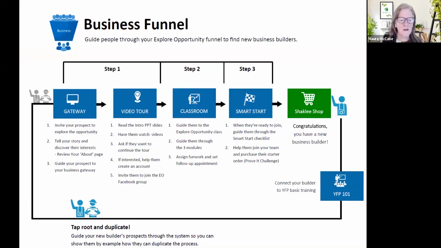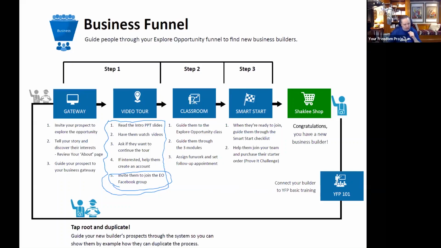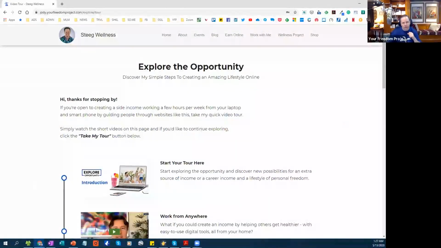Okay, next, you're going to read the intro PowerPoint slides, which was the first thing that Bonnie clicked on. Number 2, you're going to have them watch videos. Number 3, you're going to ask if they want to continue the tour. Number 4, if they're interested, you help them create an account. And number 5 in that procedure is to invite them to join the EO Facebook group, the Exploring the Opportunity group. So let's swing over here and let's do that.